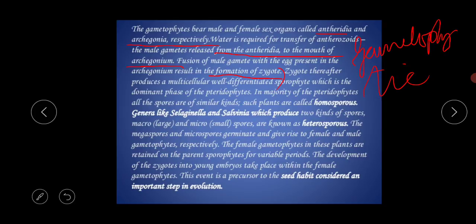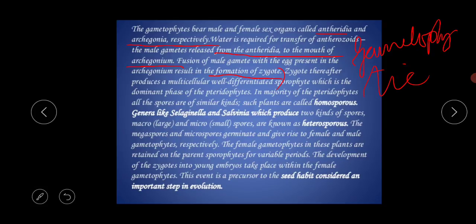Next, the zygote thereafter produces a multicellular, well differentiated sporophyte, which is the dominant phase of the pteridophytes.